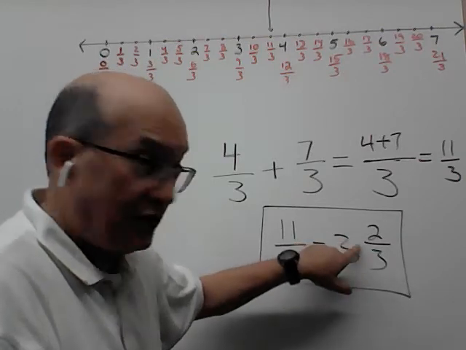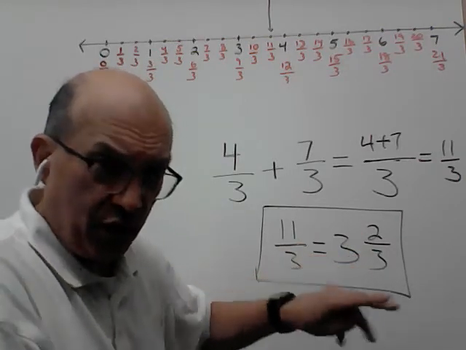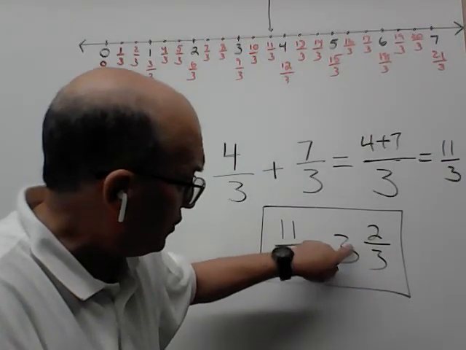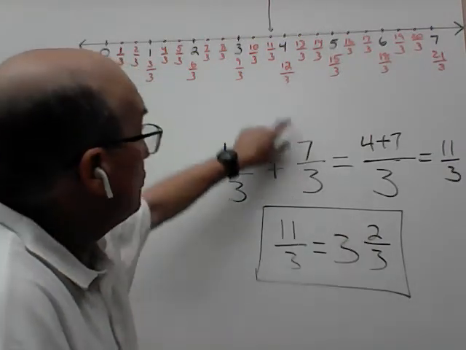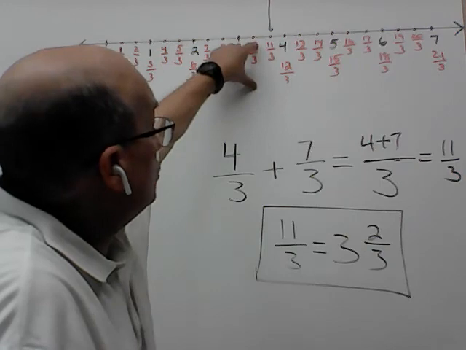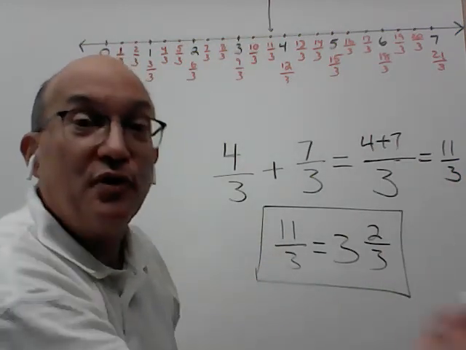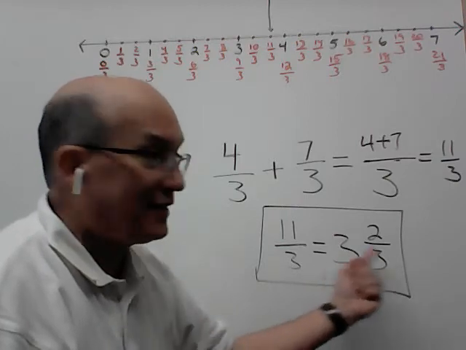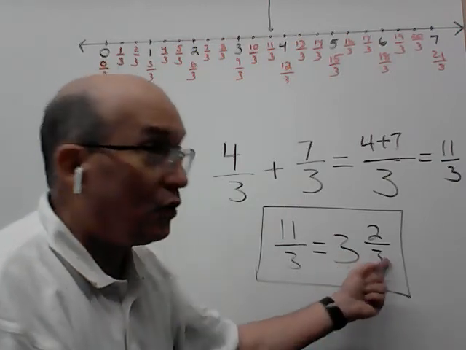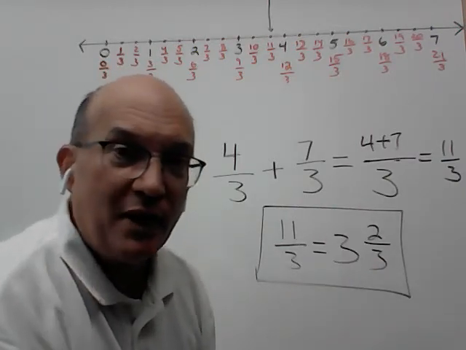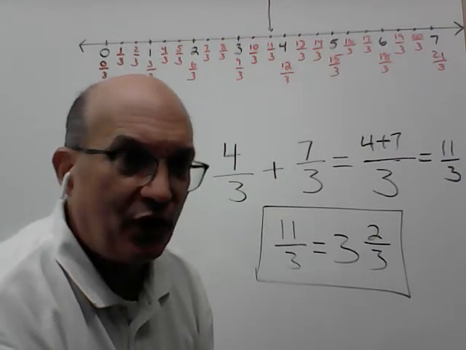We don't write a plus sign in here. For simplicity, we just agree. When we see something like this, it means three, the whole number three plus two more thirds. 11 thirds is clearly 2/3 more than three. It's three plus 2/3, which is exactly what this mixed number, mixture of whole number and fraction, means. That's all it means. It's very simple.